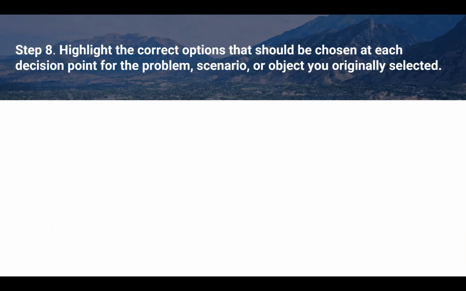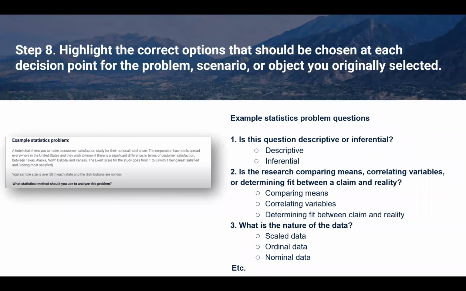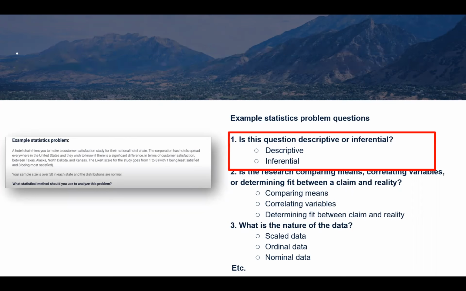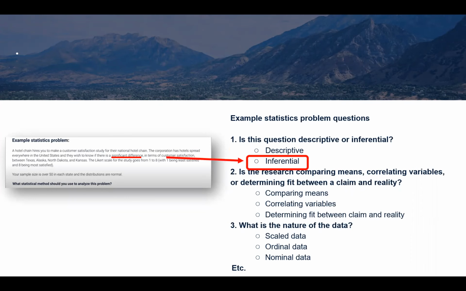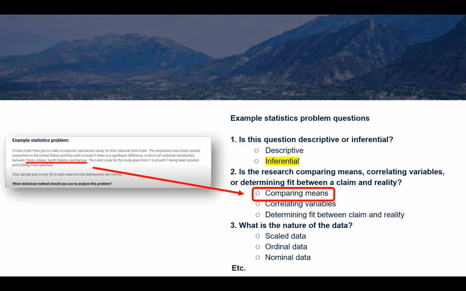Step 8, highlight the correct options that should be chosen at each decision point for the problem, scenario, or object you originally selected. Here is the original problem for our statistics example again. We will now highlight the options that are relevant to this problem. This is done based on conditions identified in the problem. For this first question, we will highlight the conditions met in the problem that let us know that this is an inferential problem. We will do the same for the next question, and the next question, and so on and so forth.